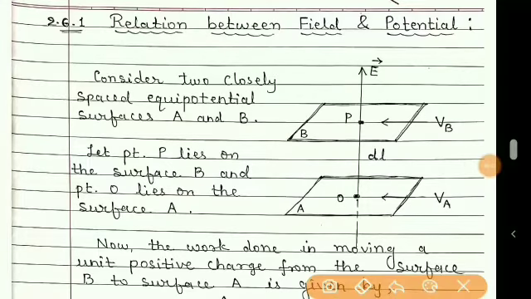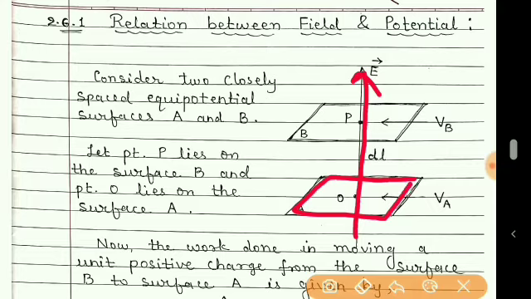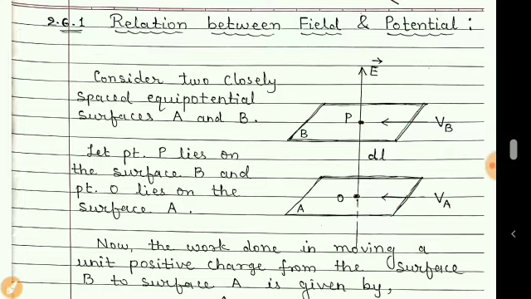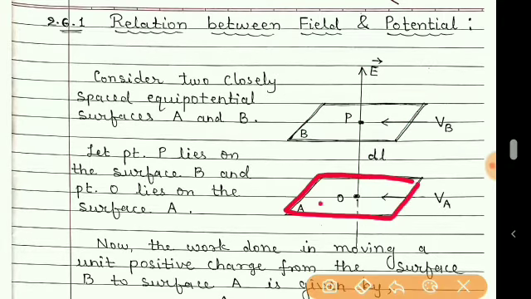Now in the figure, a uniform electric field is shown in the upward direction, and two equipotential surfaces A and B, which are normal to the electric field, are shown. The potential at any point on surface A will be the same. That means each and every point on this surface has the same potential, which we denote by VA.